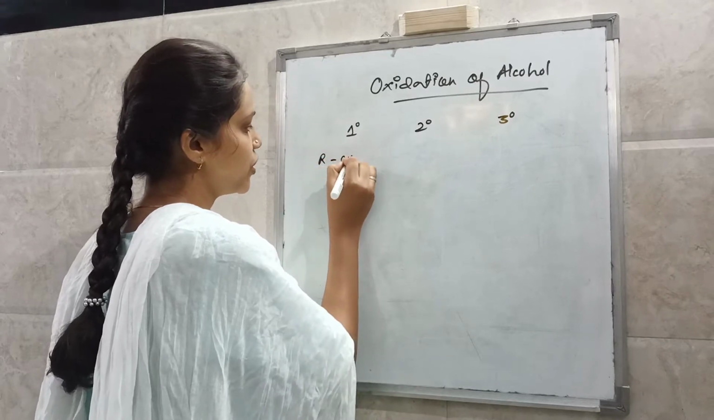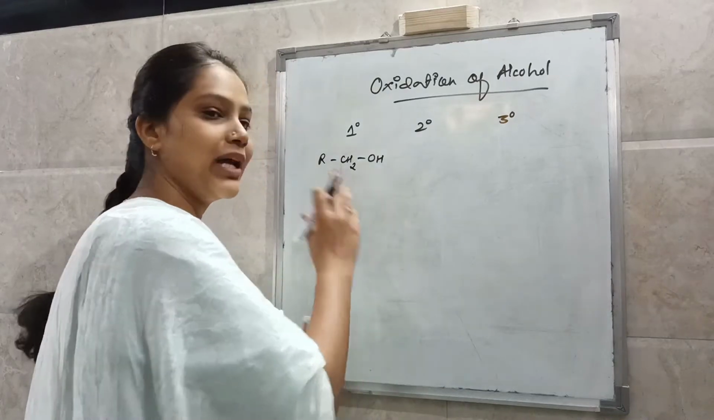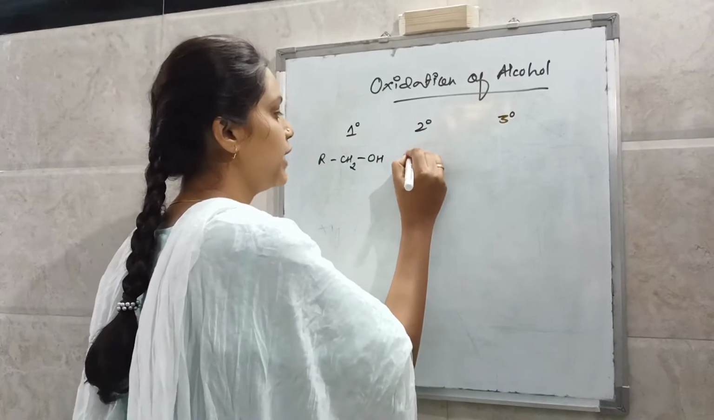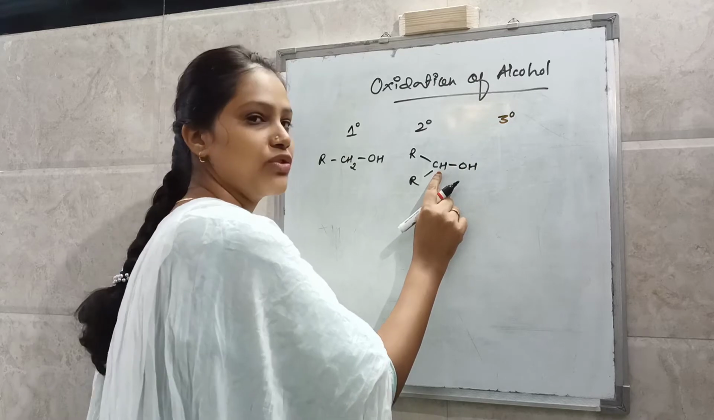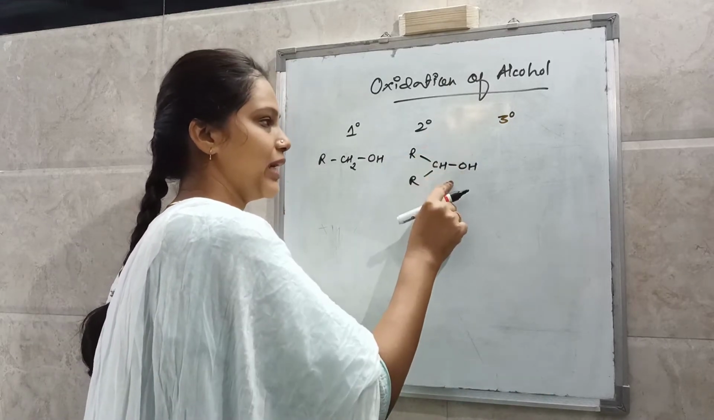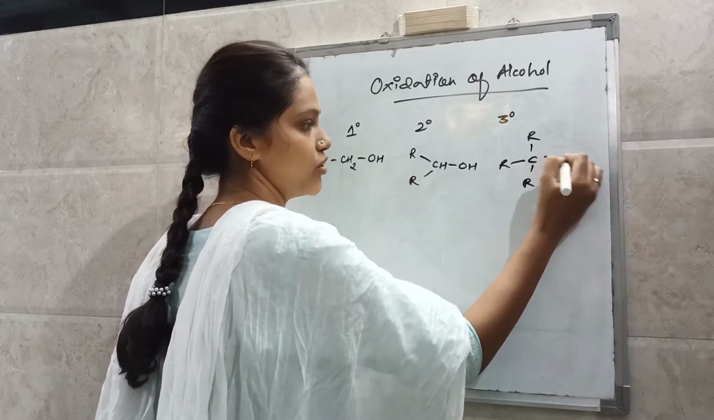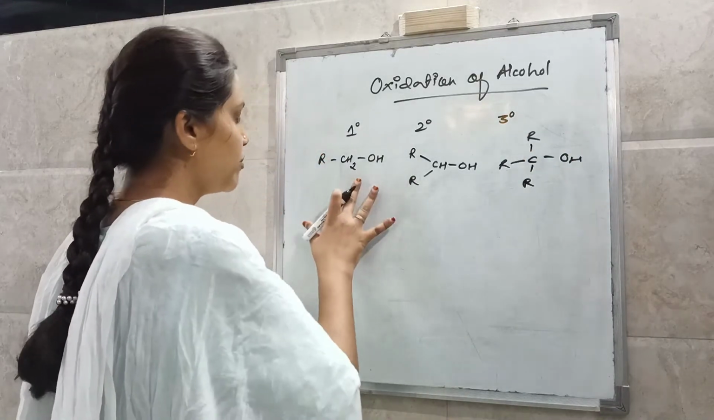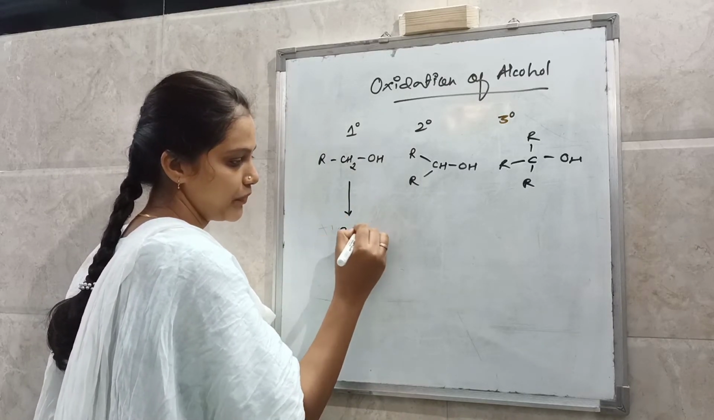This is the structure of primary alcohol. When your functional group, that is OH, is attached to a carbon, and that carbon is further attached to one carbon, it is known as primary alcohol. Secondary alcohol means your functional group is attached to a carbon, and that carbon is attached to two more carbons. Similarly, if the carbon attached to OH is attached to three further carbons, it is known as tertiary alcohol.